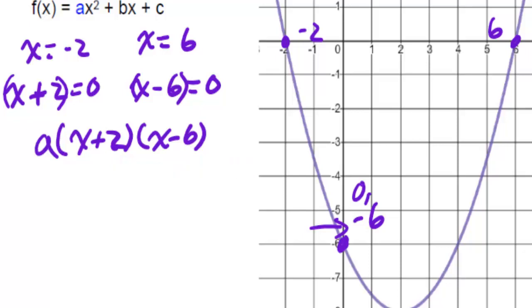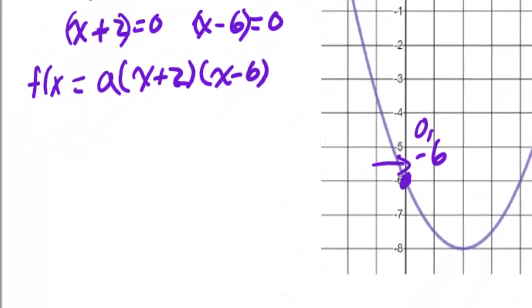And some of you could probably look at it and go, well, I know what the a value is. It's half. Because negative 6 is half, and that's correct. But sometimes you don't have the y-intercept available. So I'm going to show you how to do this by using that point to actually calculate what the a value should be. So I'm going to force this to equal f of x.